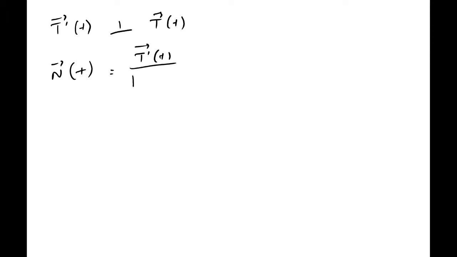So from that we will have vector T'(t) is orthogonal to vector T(t), and because the normal vector N is the unit normal vector, we'll have T'(t) over the magnitude of T'(t).